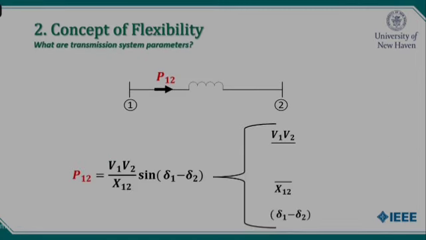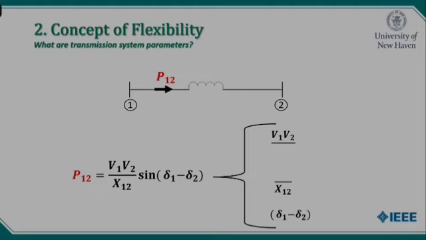In order to answer this question, I have used this simple power system. You can see this power system has two buses, bus number 1 and bus number 2. Between these two buses, we have a reactance, and power can be transmitted between these two buses. The power P12 can be calculated using this equation.